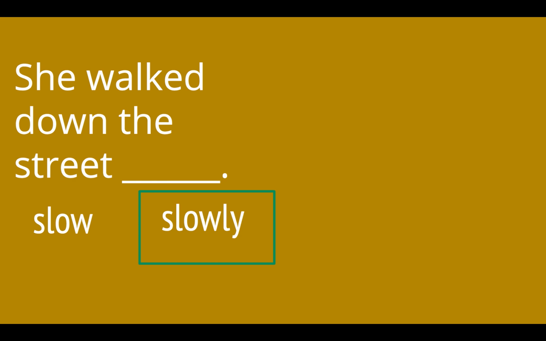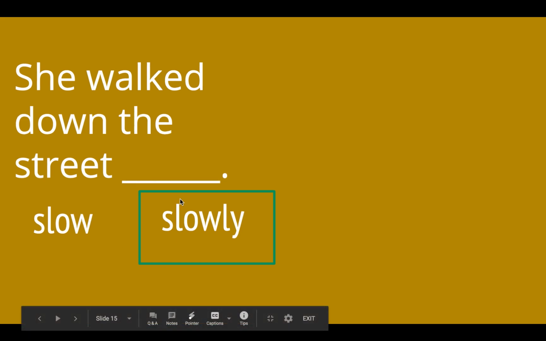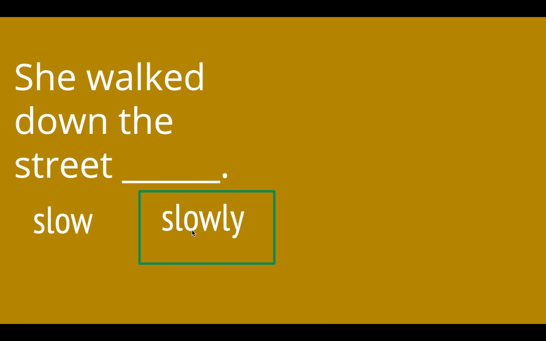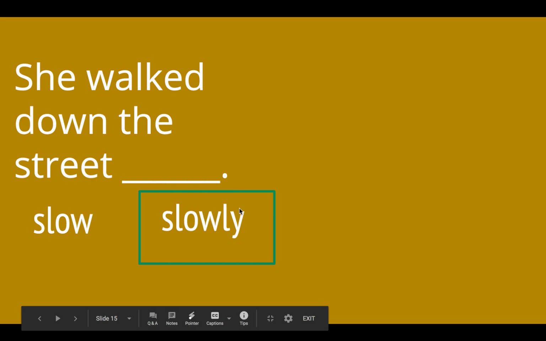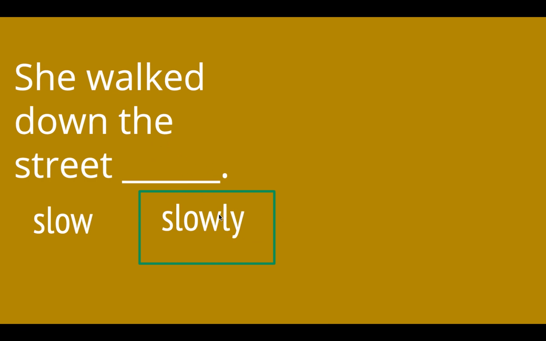Again, double check that you put in the correct word by reading the other option. She walked down the street slow. While sometimes we have at-home language that we use, and that might sound correct, it is not the grammatically correct choice. Okay, our adverbs are going to end with ly when we're modifying our verb.